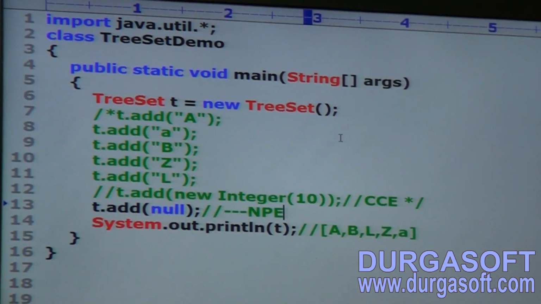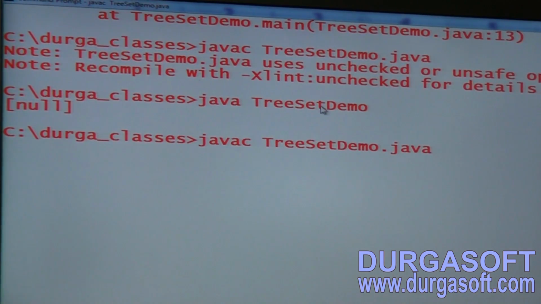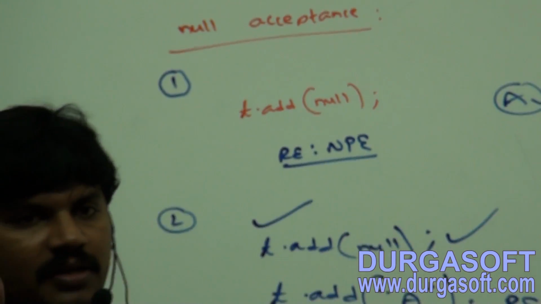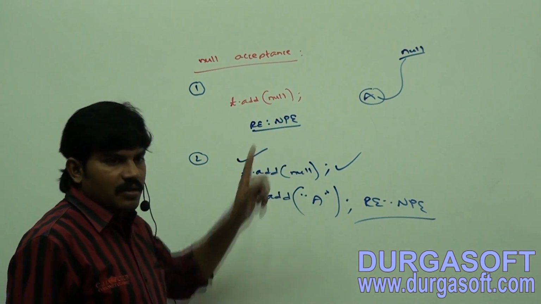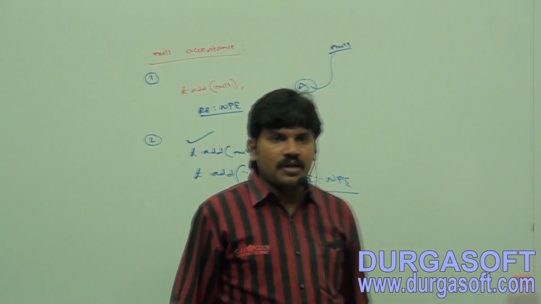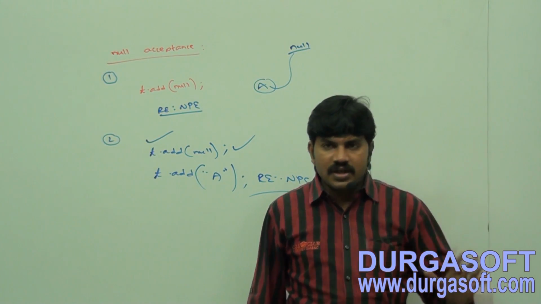But after inserting null, if I try to insert any other element, say t.add("A"), is it valid or invalid? Invalid. Immediately we get a NullPointerException by default. Any explanation required? So the rules are very clear. For a non-empty TreeSet, if we try to insert null, NullPointerException. But for an empty TreeSet, as the first element, null insertion is possible. After inserting that null, if you try to insert any other element, we get NullPointerException. Clear for all of you?